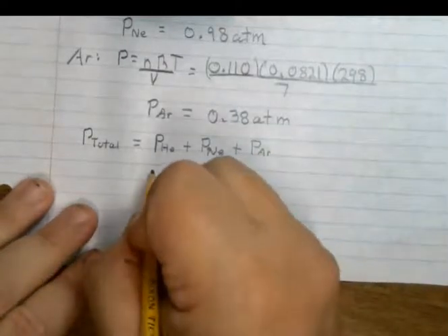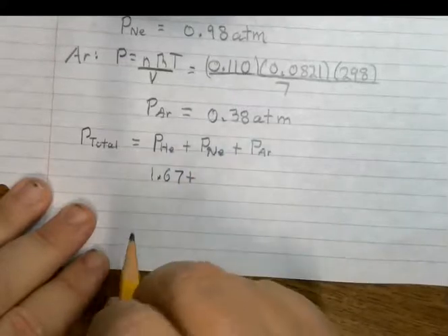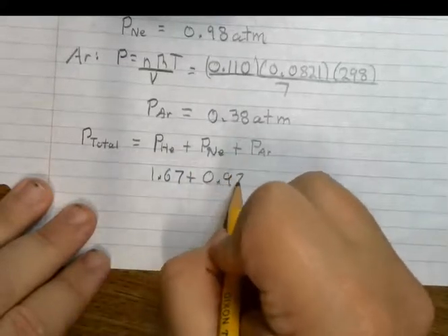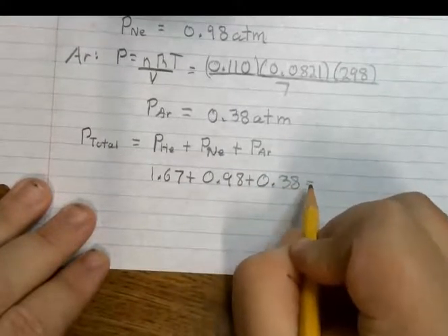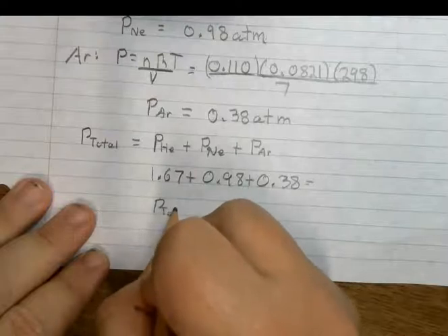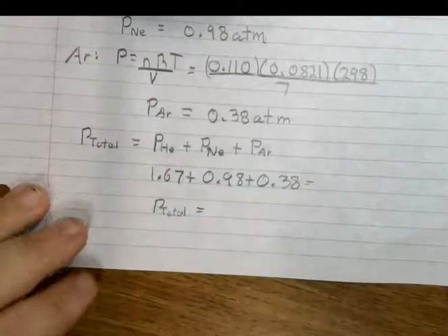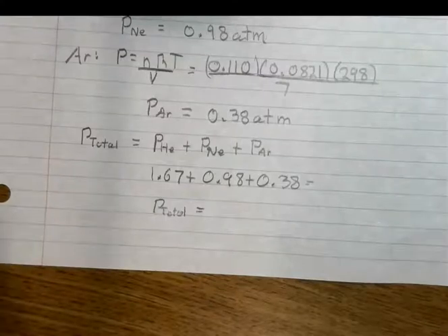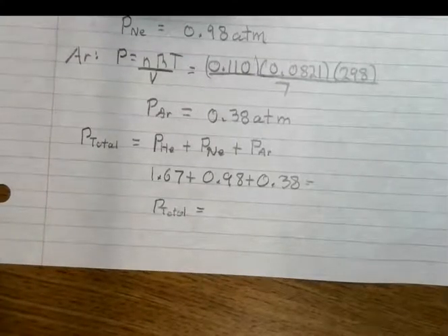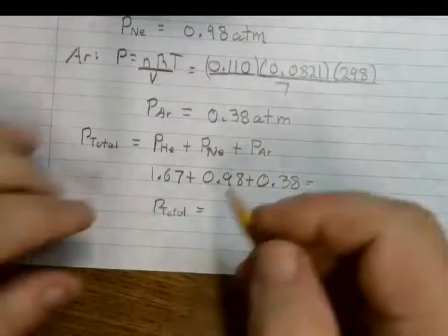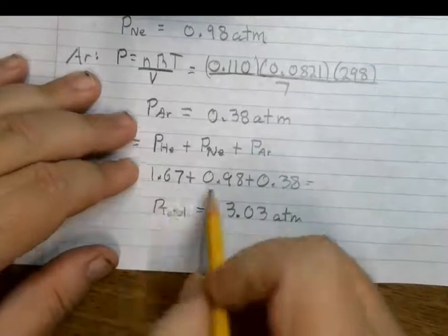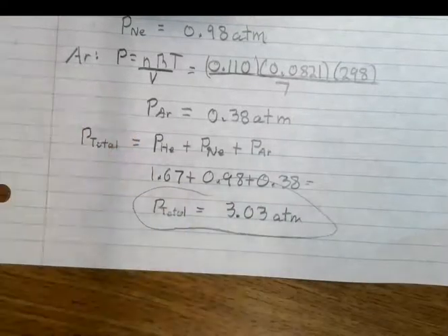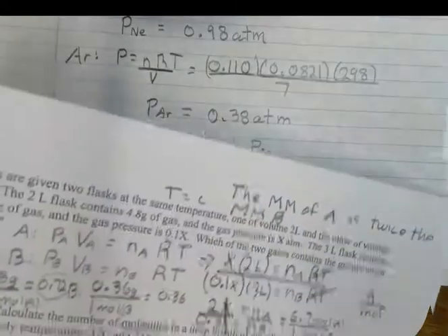Okay, so you have for helium, you had 1.67, plus for neon, you had 0.98, and plus for argon, you had 0.38. And if you add those together, you get the total pressure in the container equals 3.03 atmospheres. And that's the answer to part B. All right, few more to go.